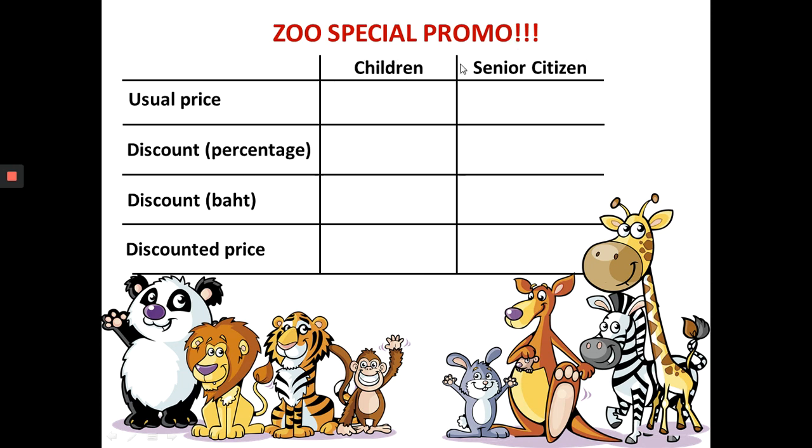Okay, so here is a special promo in a zoo. They have a promo for children and for senior citizens. Senior citizens are the people 60 years old above. Okay, so we have here the usual price. That means the regular price. If they went to the zoo, they have to pay 50 baht. But the discount is for children 70% discount, and for senior citizens 60% discount.